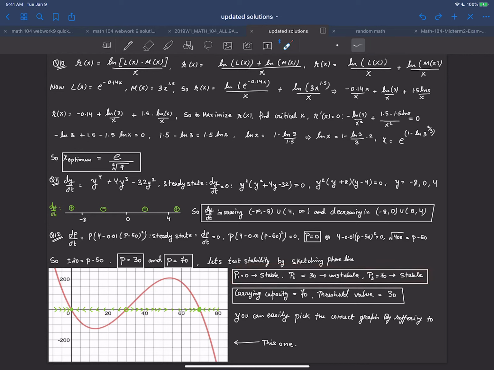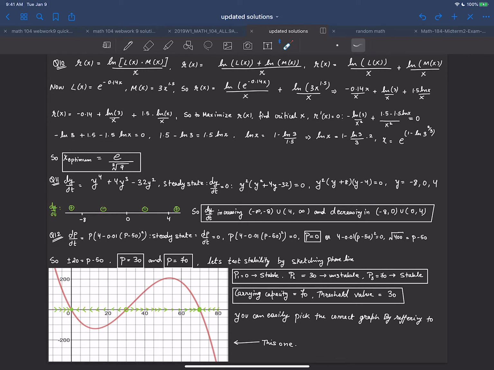We can do the same analysis that you did in the previous parts as well. And now the carrying capacity is by definition the largest stable steady state. We got 0, 30, and 70, out of which 70 is the only steady state that's stable. So that becomes our carrying capacity.